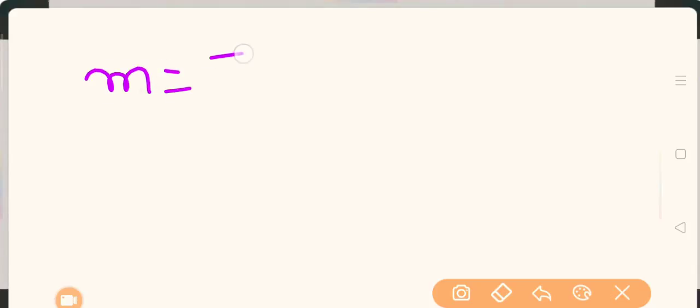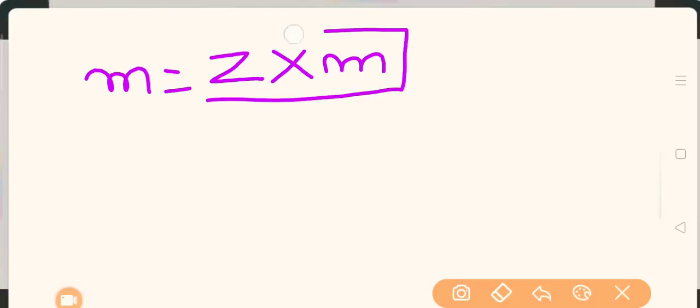That means the mass of the unit cell is equal to the number of atoms, let us call it Z, and the mass of a given atom, let us call it small m. So the mass of the unit cell is equal to Z into m, where Z represents the number of atoms per unit cell. For primitive it is 1, for face centered it is 4, and for BCC it is 2, multiplied by the mass of a single atom.